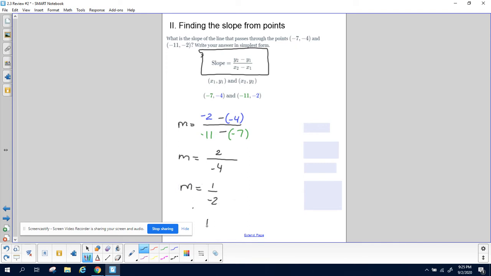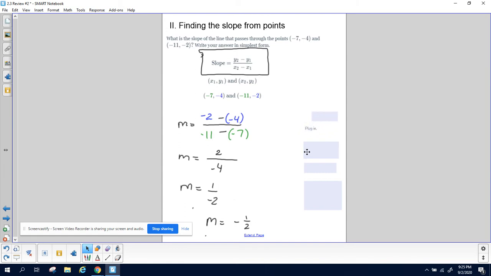When you type it into Delta Math, the negative usually appears in the front. You can put the negative sign on the top, on the bottom, or in the front of the fraction, but you cannot put it on top and on bottom. There is only one negative sign. I like to put it in front.